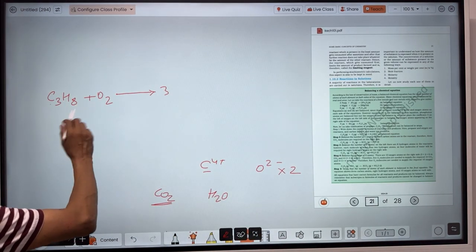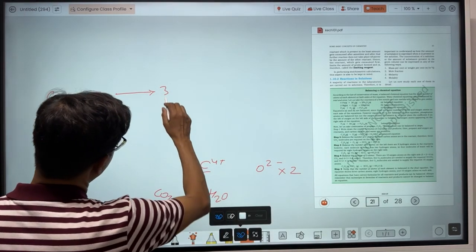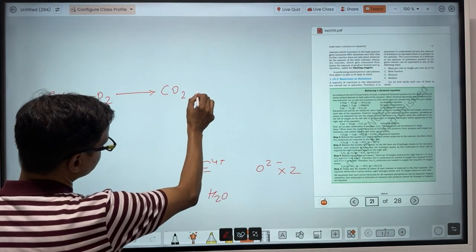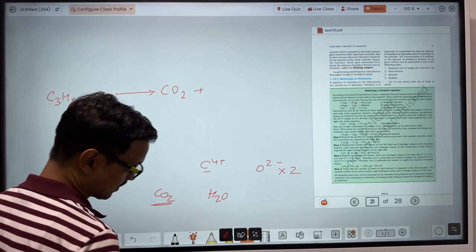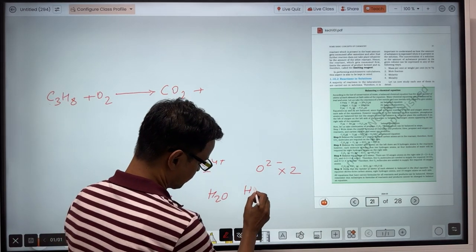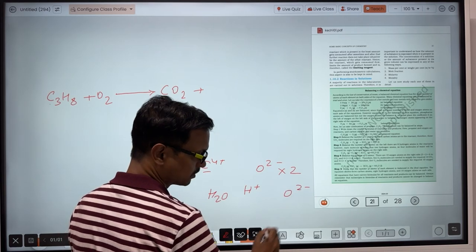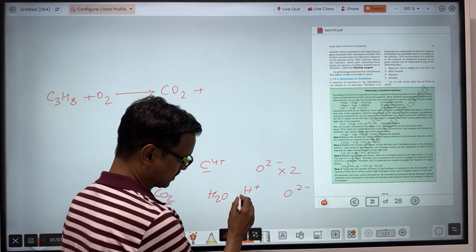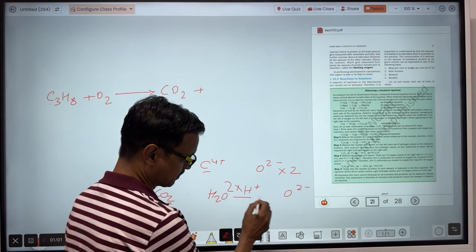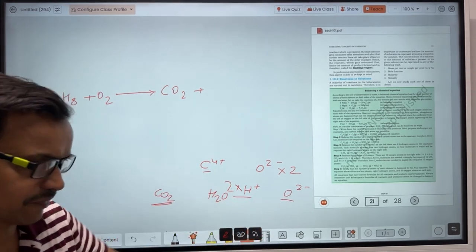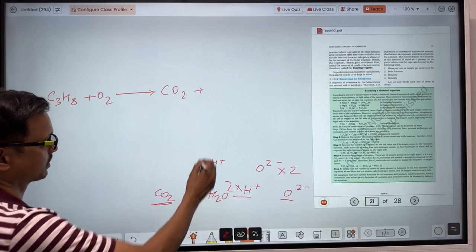So when propane reacts with oxygen, first of all, let's see the reaction. There will be formation of CO2, and what about the hydrogen? Hydrogen is plus 1, because it has 1 electron only, and oxygen is minus 2. So you will have to make the charge equal. That's why 2 hydrogen will combine with 1 oxygen, and there will be formation of water.